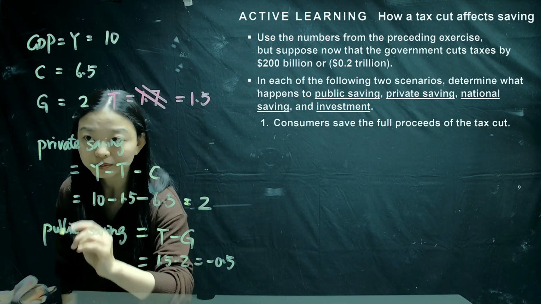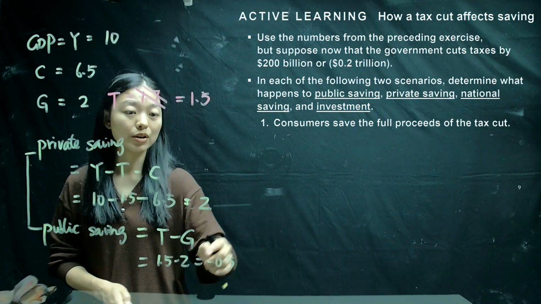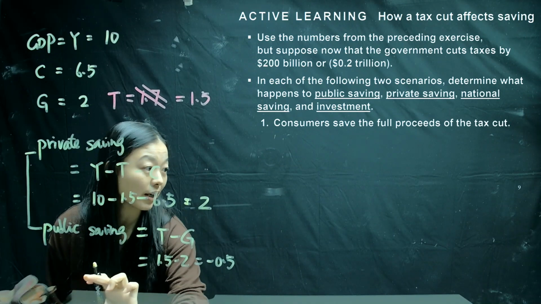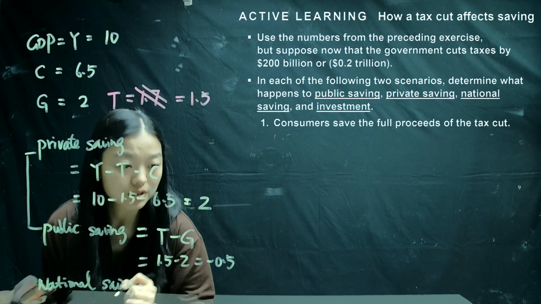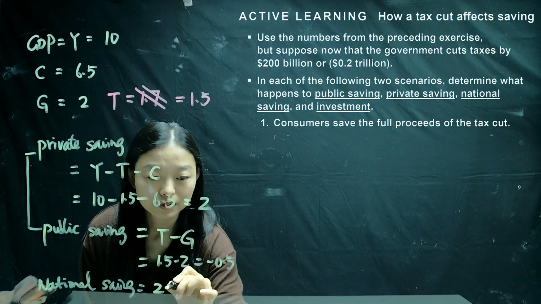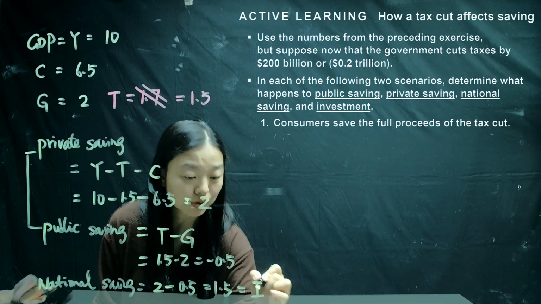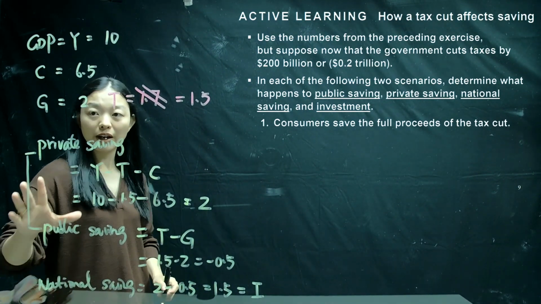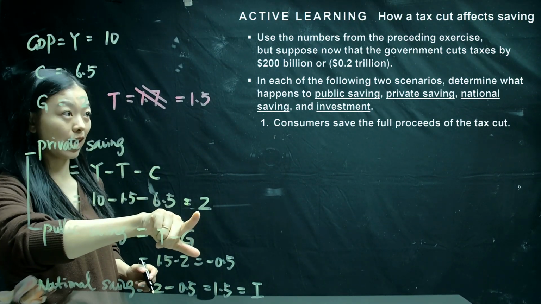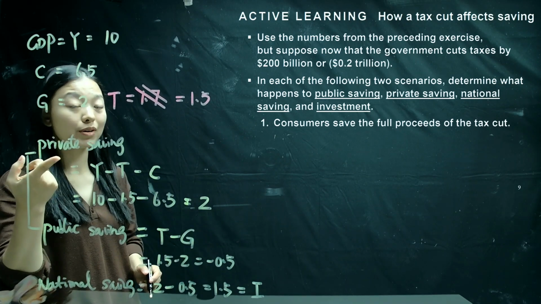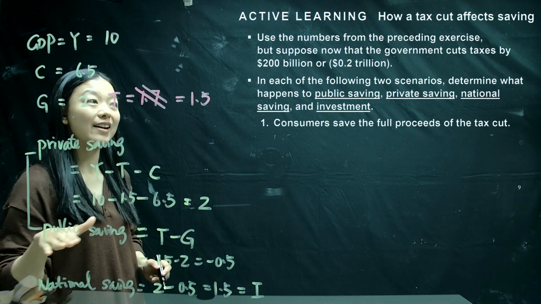How about the national saving? National saving is just the summation of private saving and public saving. So you need to sum these two numbers. I just write it down here. Okay, so we have the national saving equal 2 subtract 0.5, right? Which is 1.5. And this will also exactly equal investment. So what happens? You can notice if the government has a tax cut and consumers save all the tax cuts, we know the private saving will increase. However, the national saving and investment will be exactly the same as before.